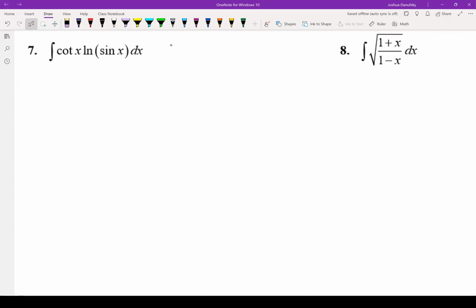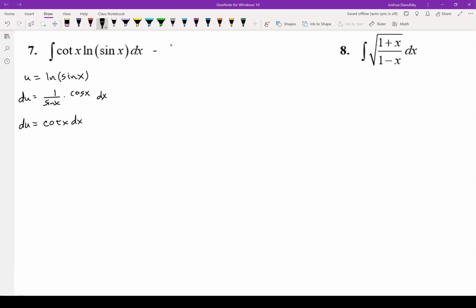Number 7, the integral of cotan x ln sine x dx. Here, if we let u equal the ln of sine x, du will be 1 over sine x times the derivative of the inner function, which is cosine x dx. And of course, we recognize cosine over sine as being cotangent.